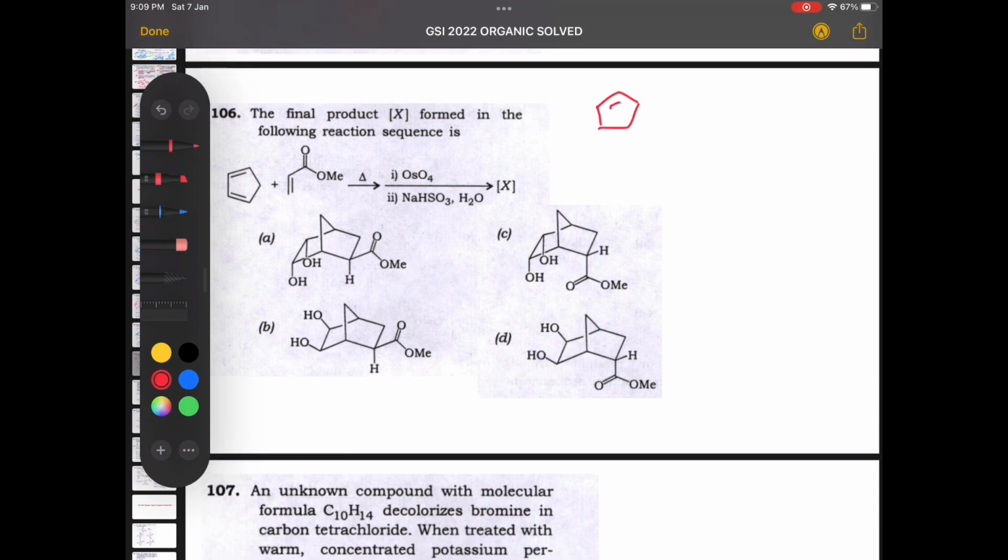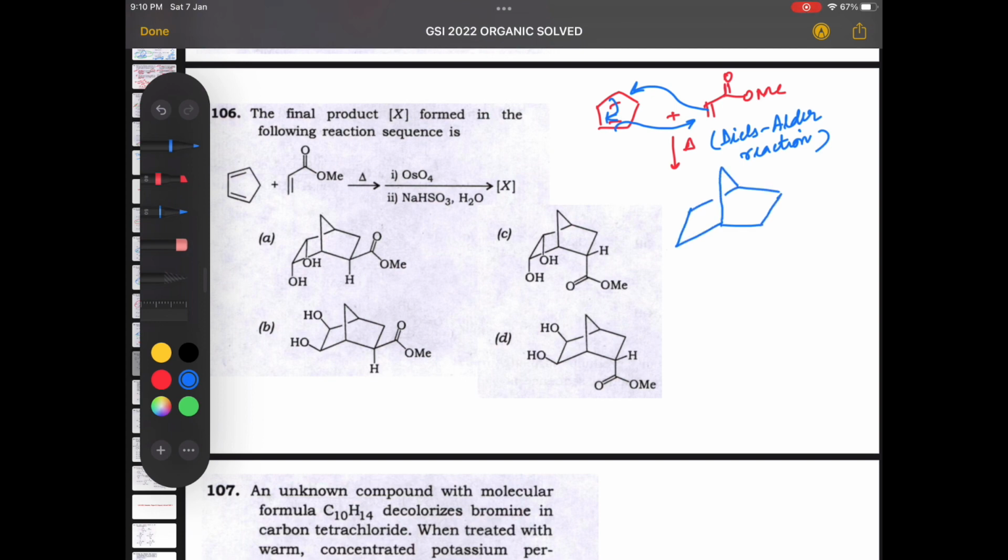We have been asked to find the final product, and in the first step we have been given a diene and a dienophile, and heat is provided. So this is the most famous Diels-Alder reaction. In the Diels-Alder reaction, we first do the arrow-pushing mechanism and we can find the products. We also know that in the Diels-Alder reaction, the endo product is formed more. Both endo and exo products are formed, but endo is always major. So in this case, first of all, we will have an endo product.